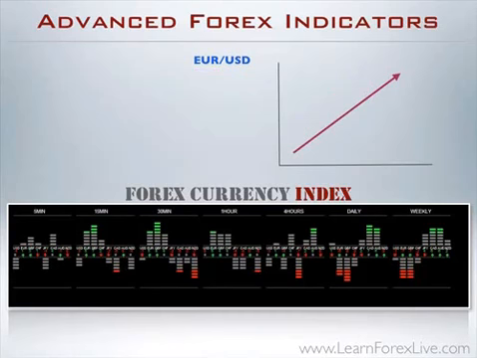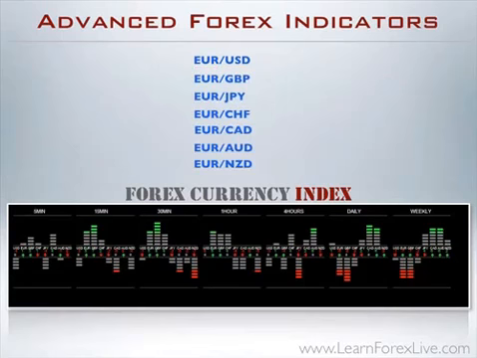So again, just because the euro against the American dollar is showing a nice uptrend, it doesn't necessarily mean that the euro is actually a strong currency right now. Not at all. If we wanted to confirm whether the euro is actually a strong currency right now, we would need to take a look at every single euro cross, alright? The euro against the American dollar, the euro against the sterling pound, the euro against the Japanese yen, against the Swiss franc, against the Canadian dollar, against the Australian dollar, and against the New Zealand dollar.